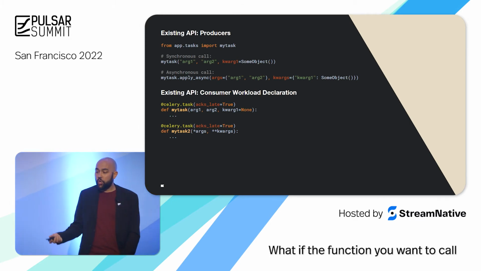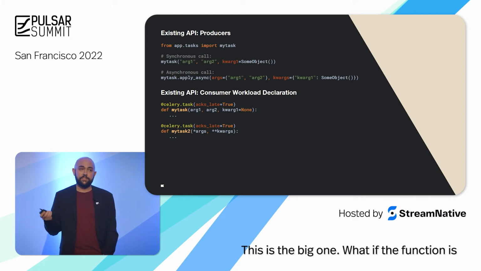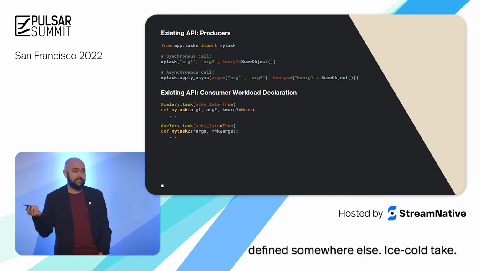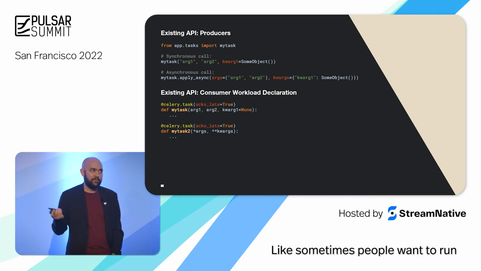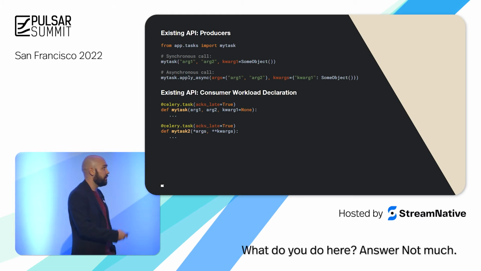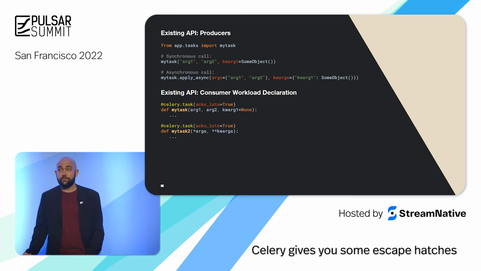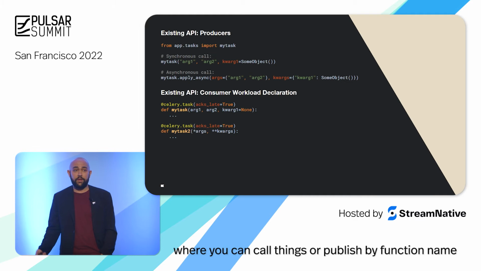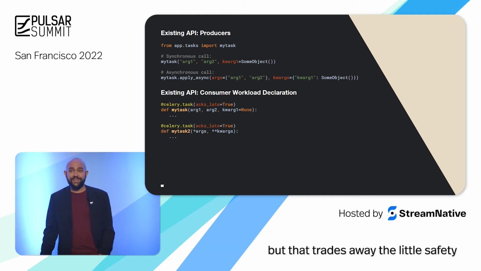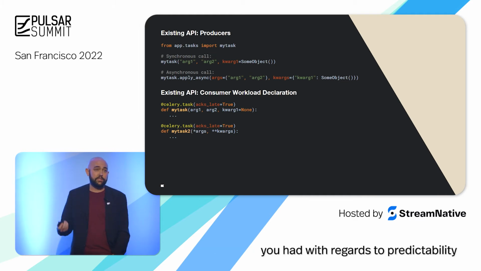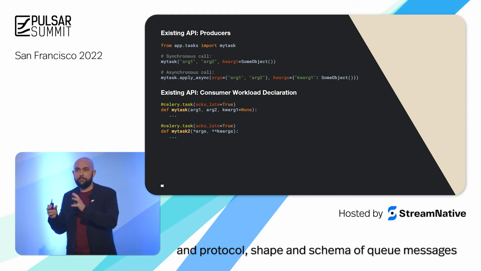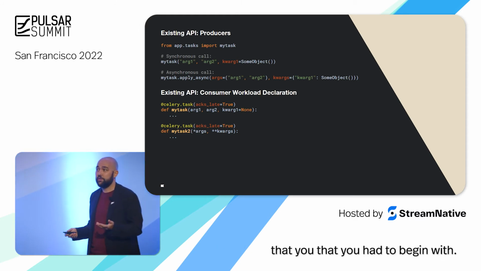What if the function you want to call isn't defined in your code base? This is the big one. What if that function's defined somewhere else? Ice cold take, like sometimes people want to run multiple code bases, multiple services. What do you do here? Answer, not much. Celery gives you some escape hatches where you can call things or publish by function name, but that trades away the little safety you had with regards to predictability and protocol shape and schema of queue messages that you had to begin with.